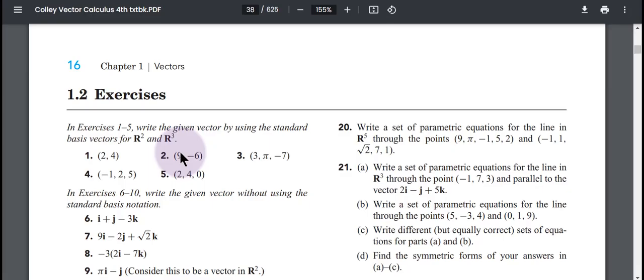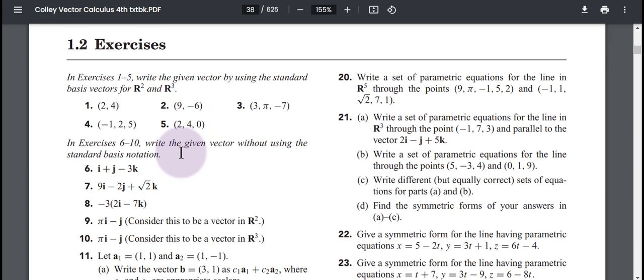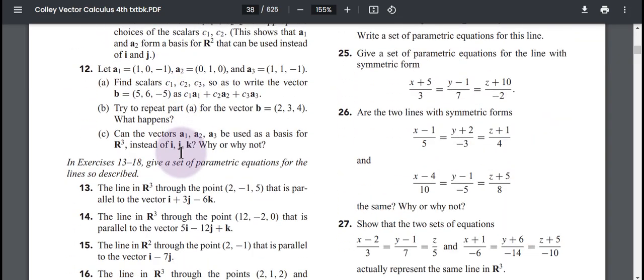Okay, so here are some exercises if you want to practice. And if you have the book, you can check the answers, or I think it's the odd numbered ones, at the end of the book.